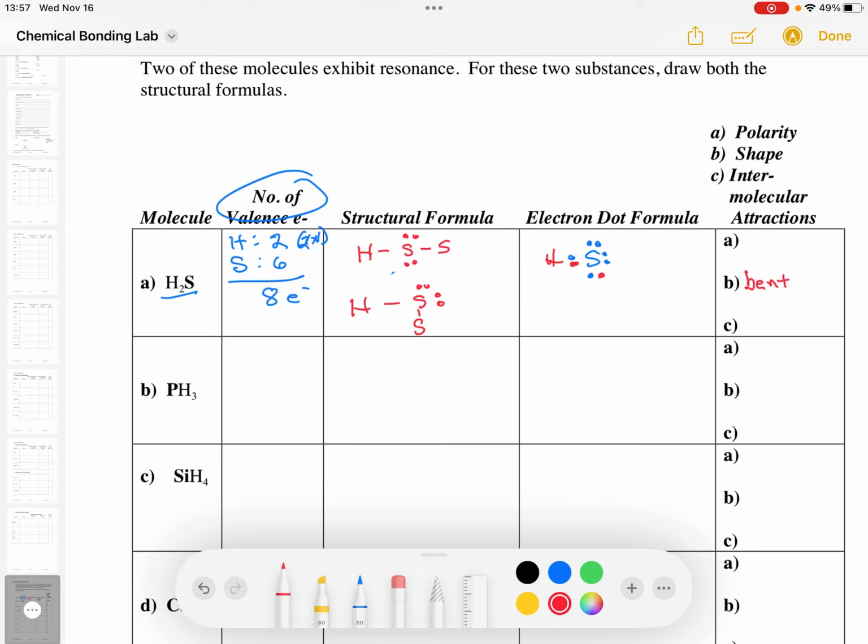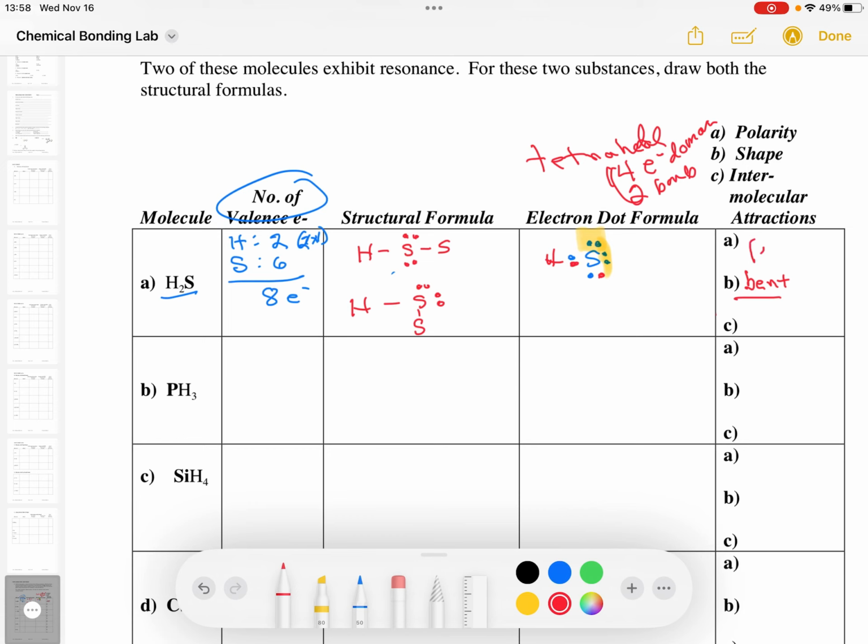It's easier to see that my shape is bent with the second drawing. But even if I don't see that, I can see that I have 2 unshared pairs of electrons there and there. And that means that my electron geometry is tetrahedral, and I have 2 pairs. Let me write this up here. I have tetrahedral with 4 electron domains and 2 bonds. So a 4 and 2 gives me a bent shape.